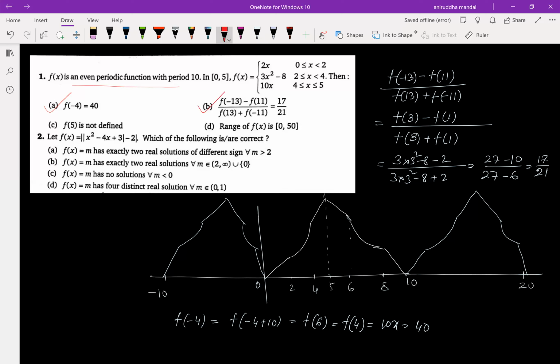Next is f(5) is not defined, which is wrong, because f(5) is defined here. So this option is wrong. And last is the range of f(x) is between 0 to 50 inclusive. It is clearly shown from the picture that the graph of f(x) is minimum at 0 and maximum at this point, which is f(5). f(5) means 10x, which means 50. So f(5) is 50, which means option D is also correct. So this is the first question.